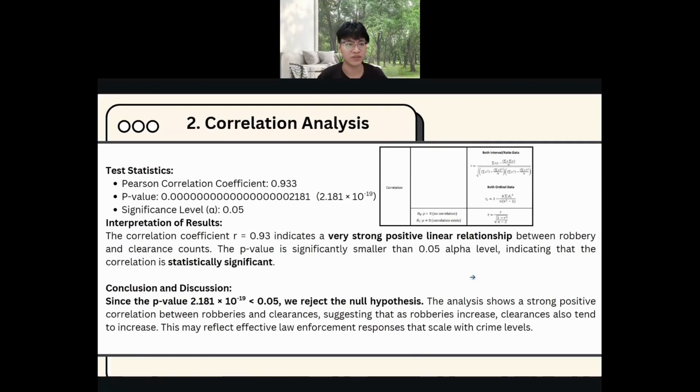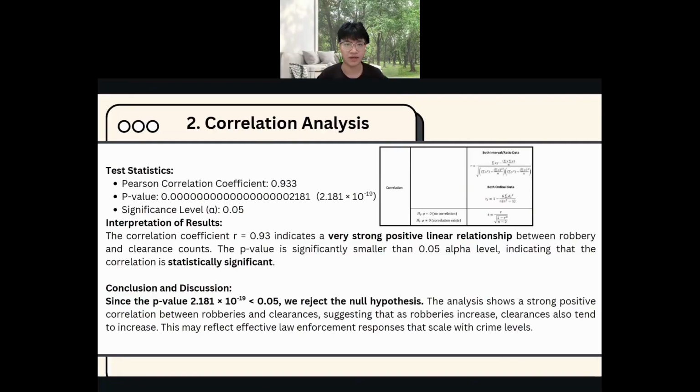We move to the next section, which is test statistics. The Pearson correlation coefficient is 0.933, and the p-value for this analysis is 2.181 times 10 to the power of negative 19, and the significance level for this test is 0.05. Next, interpretation of results. The correlation coefficient R is equal to 0.93, which indicates a very strong positive linear relationship between robberies and the clearance count. The p-value is significantly smaller than the 0.05 alpha level, which indicates that the correlation is statistically significant.